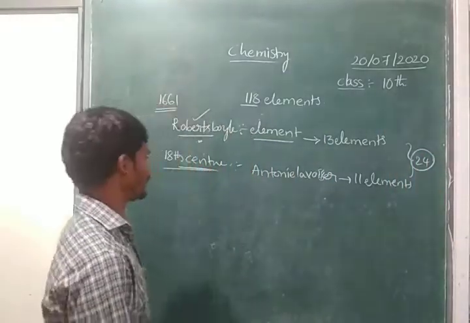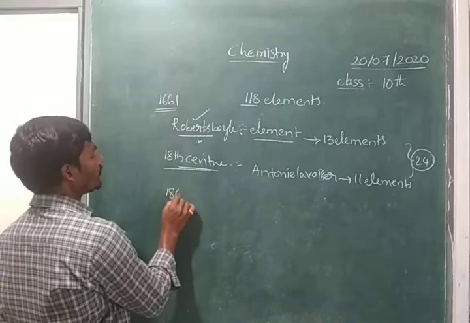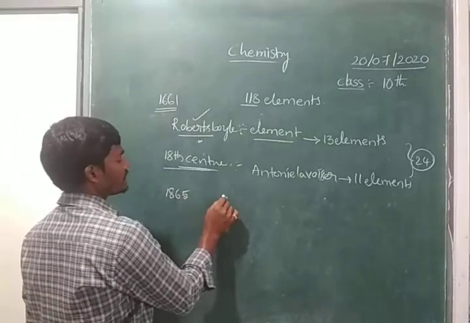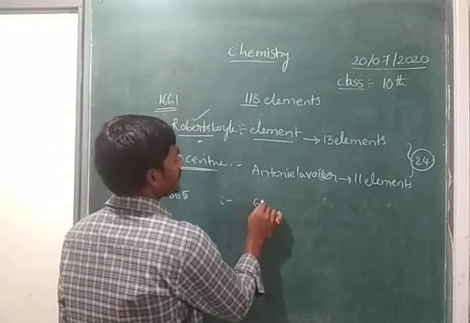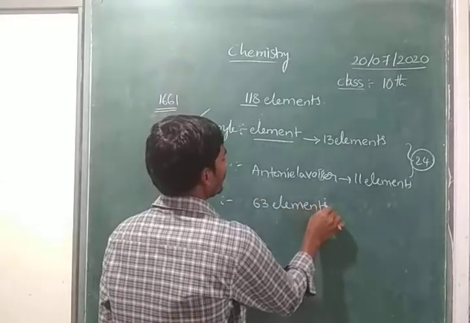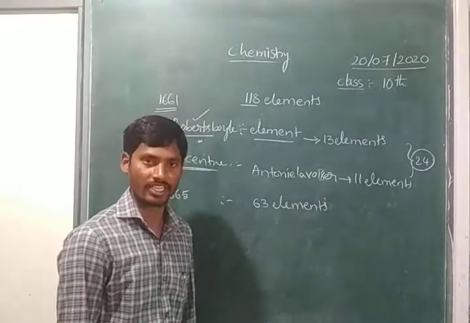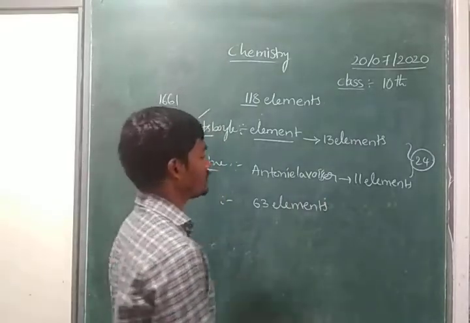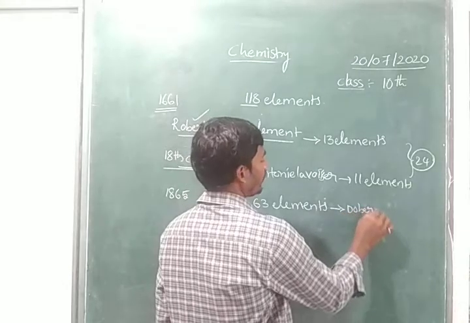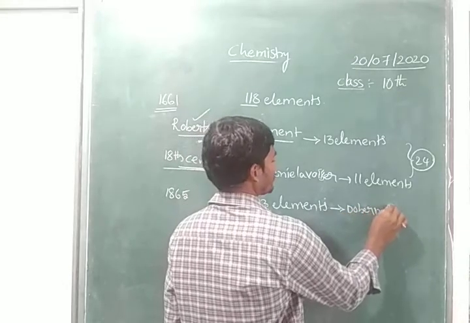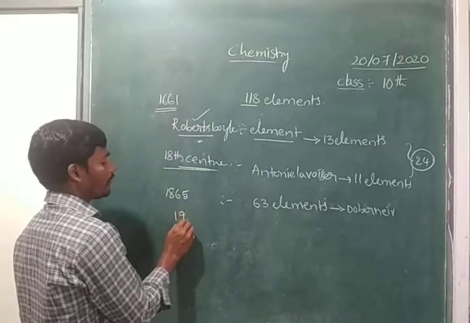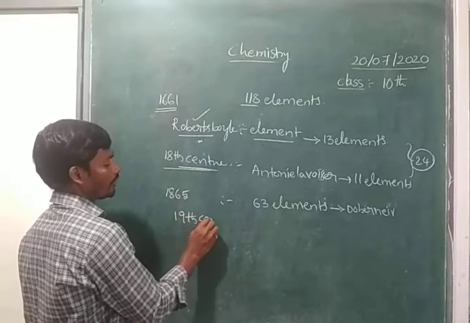Right, the year 1865. In the year 1865, we have totally 63 elements. How many elements, children? Total 63 elements. This is considered the time of the scientist Darwin, right children?